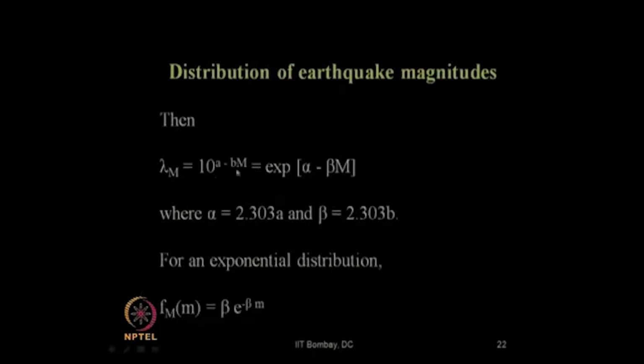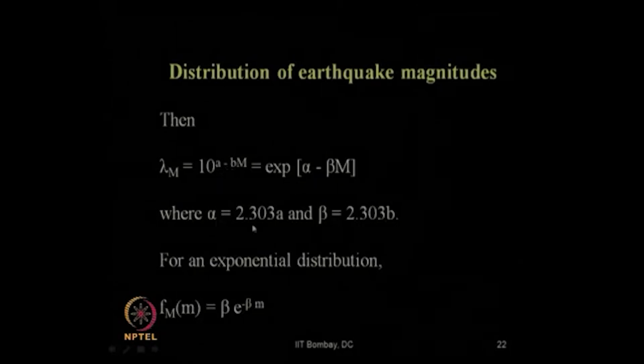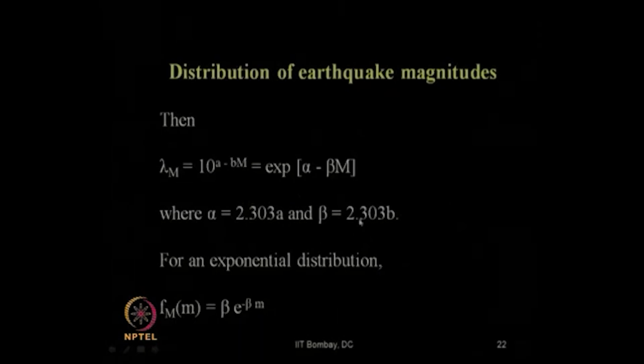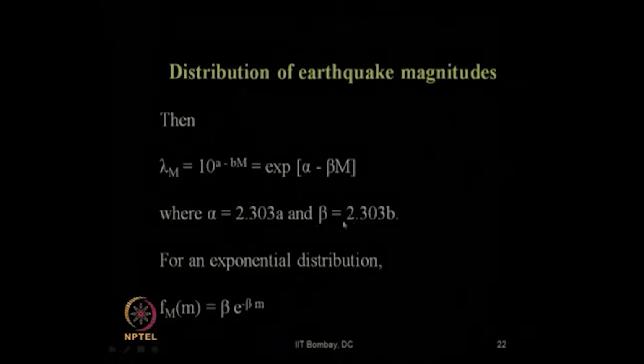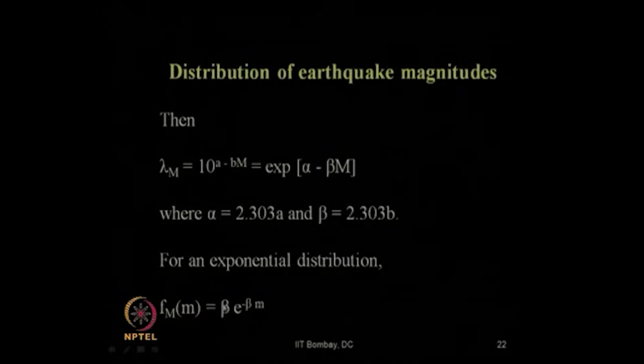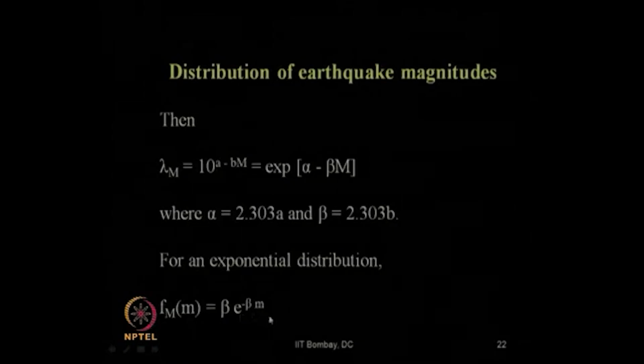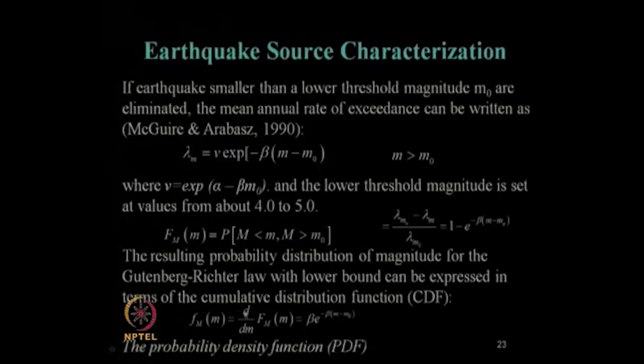Hence, if you see the similarity, alpha is nothing but 2.303 times a, that ln versus log to the base 10 relationship, that number comes into picture, and beta is nothing but 2.303 times b. So, for an exponential distribution, this distribution can be represented as f of m equals beta e to the power minus beta m. That will be the relationship.